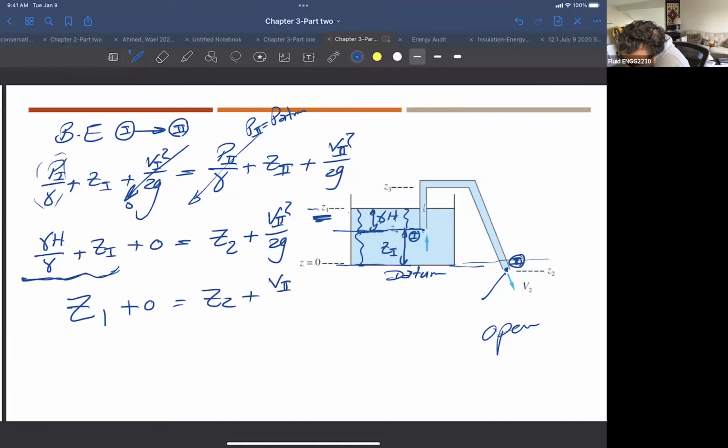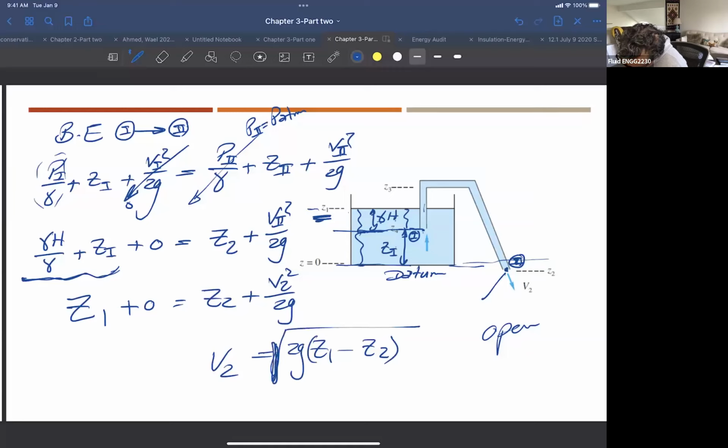over 2g. And V2 here is our V2, right? Because point 2 remains here as V square over 2g. So I can now get V2 square, or simply, Z1 minus Z2 multiplied by 2g, and then you take the square root, right? So this is the expression for the velocity. See here, now we already have the answer for that, okay?